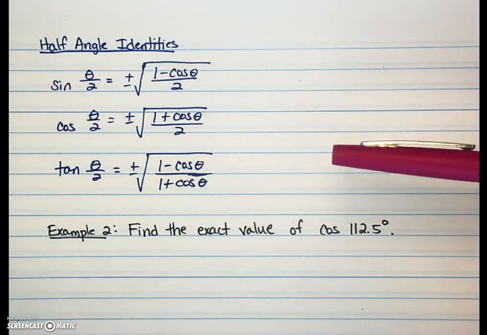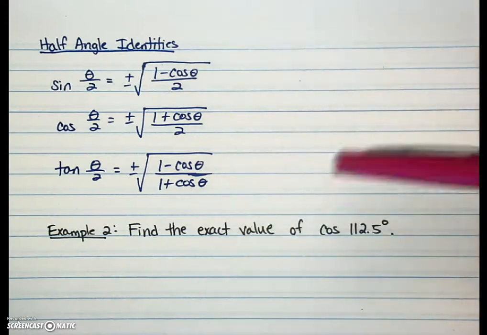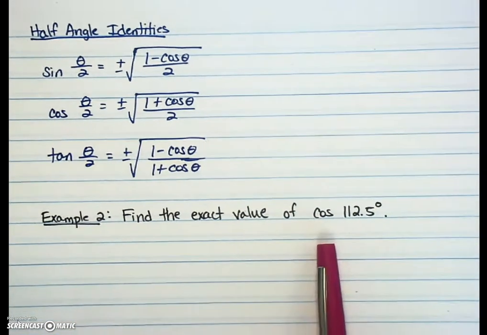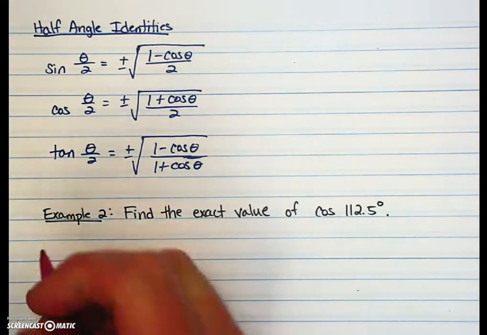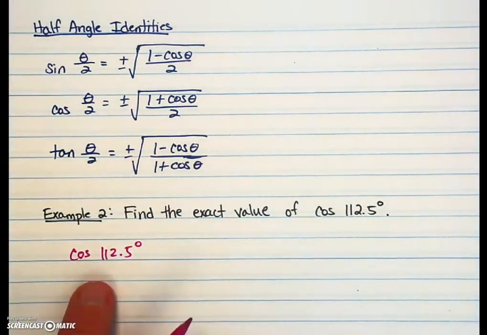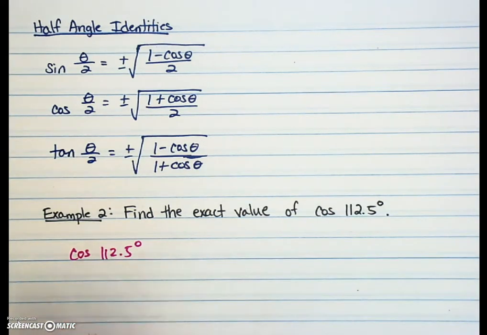So, why do we need the half angle formulas? Well, it helps us when we need to find angles that are half of those angles that are on our unit circle. So looking at this problem here, it says find the exact value of the cosine of 112.5 degrees. Now, ordinarily, we would look on our unit circle and find that exact value. But 112.5 degrees is not on the unit circle. But if I were to double that, in other words, multiply it by 2, it gives me 225 degrees.